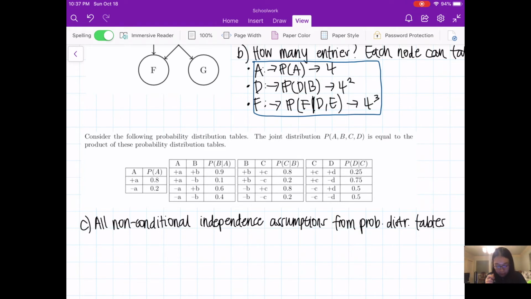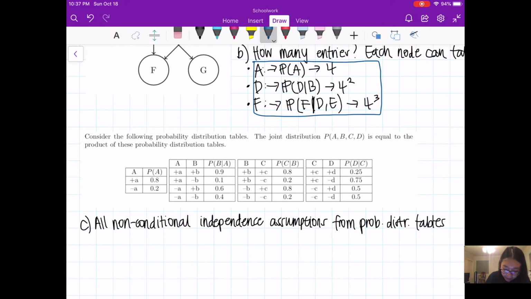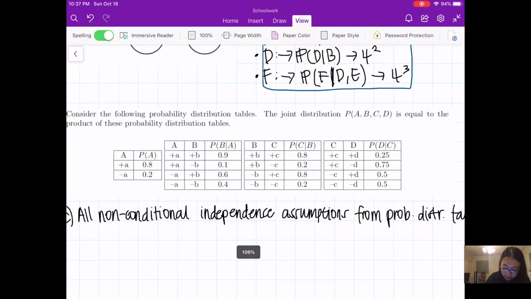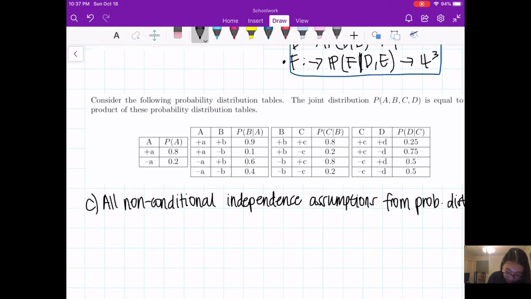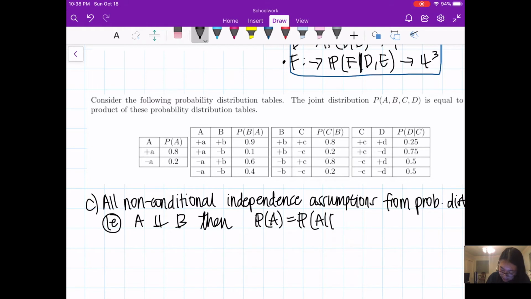Cool. So we know when we consider independence, the value shouldn't affect the resulting probability distribution. So for example, if A is independent of B, then the probability of A should be equal to the probability of A given B. Like knowing what B is shouldn't affect it.